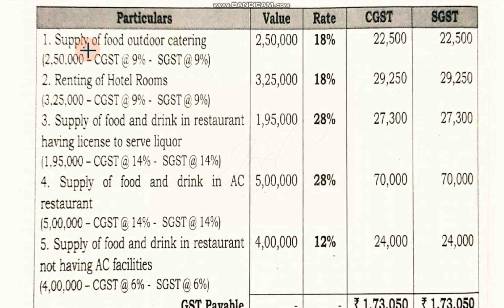See, supply of food for outdoor catering, 2,50,000 was our amount. Multiply it by 9% and 9%, because CGST and SGST equally it will be distributed. So if we calculate 18% we will get one amount, that amount divided by 2, so you will get 22,500. In the same way, renting the hotel rooms, 3,25,000 into 18% or 3,25,000 into 9% you will write here. Similarly, supply of food and drinks, 28%, 14% and 14%.